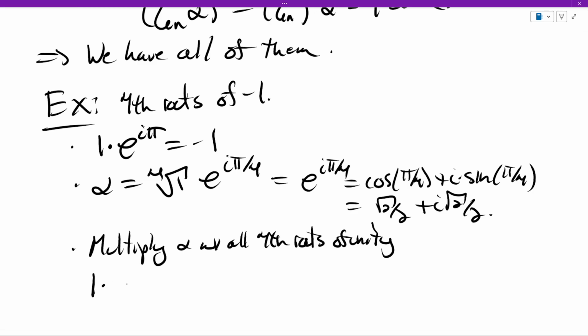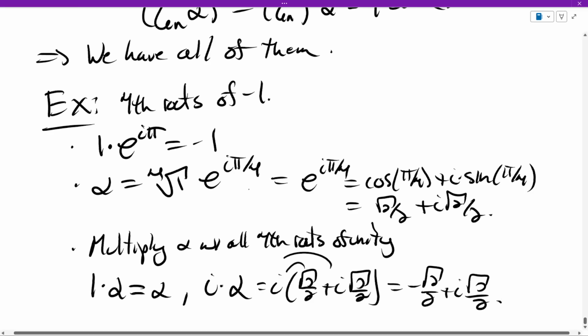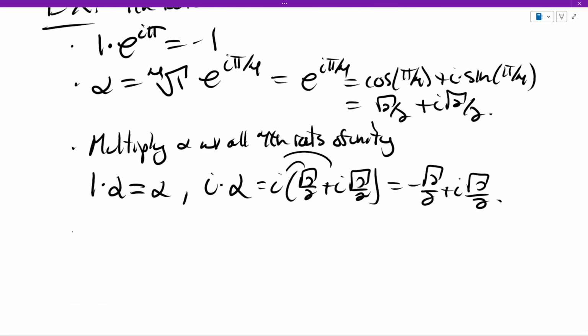The first root of unity is 1, so we get 1 alpha, which is alpha. And then we have i alpha. If we multiply this, i was the standard primitive fourth root. If we multiply that expression with i, what are we going to get? We're going to get i times root 2 over 2 plus i root 2 over 2. That's going to give us an i root 2, and then we're going to have an i squared. So we're going to get negative root 2 over 2 plus i root 2 over 2. Cool. And then we have to multiply -1 with alpha. We get negative alpha, so that's negative root 2 over 2 minus i root 2 over 2.